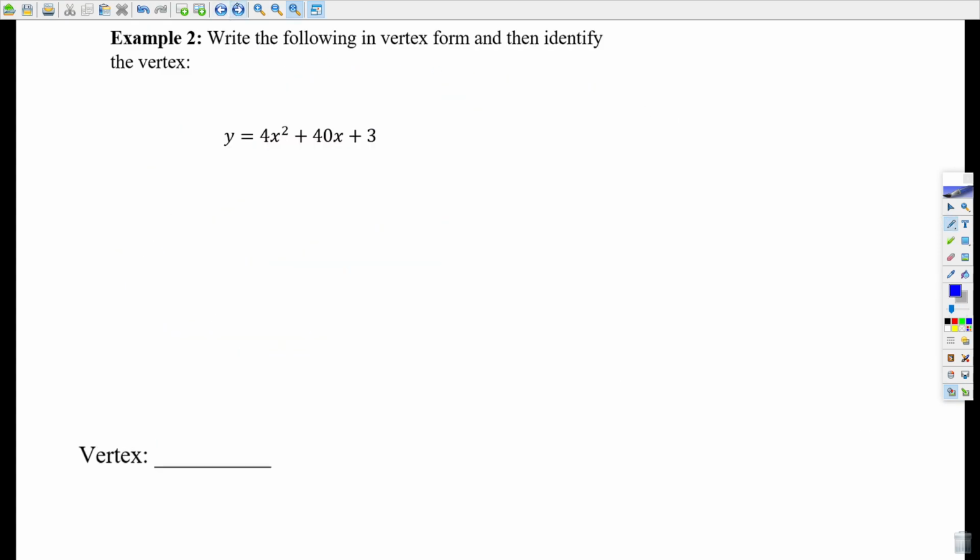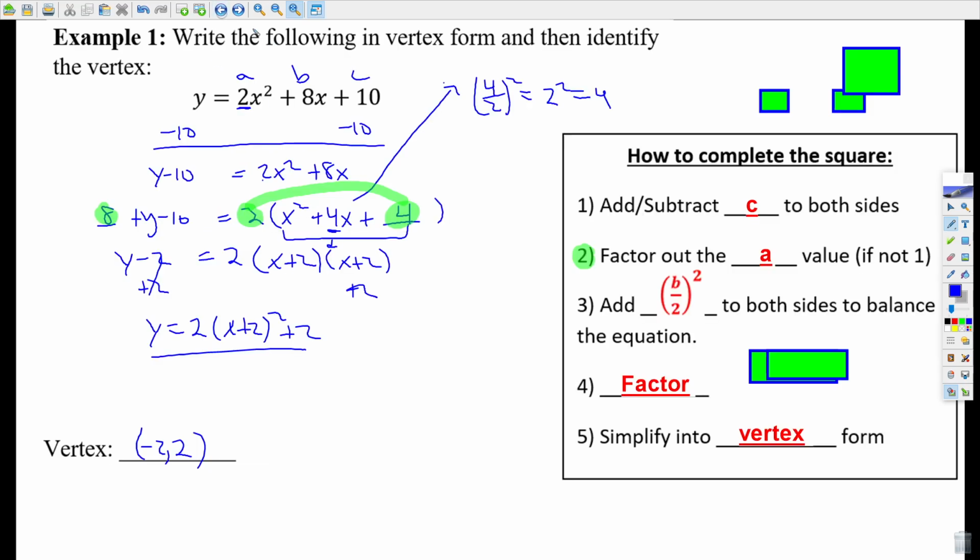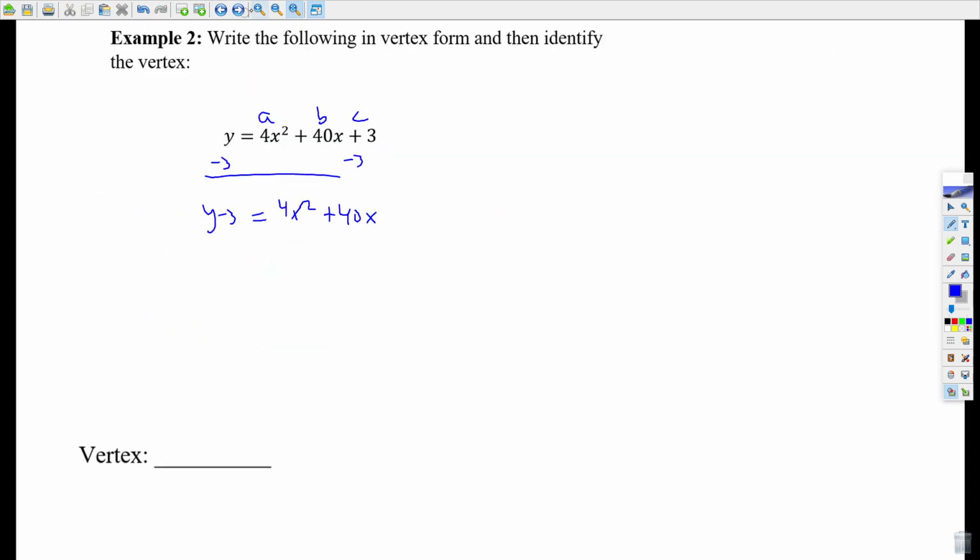So try another one. Go through the steps. We're going to label ABC. First thing we're going to do is minus 3. Y minus 3 equals 4x squared plus 40x. And we can put the blank here, but we don't have to do it now. We get to factor out the a value now. So factor out the a value if it's not 1. So I'm going to go ahead and take out a, which is 4. So y minus 3 equals 4 times x squared plus, divide them both by 4, 10x plus a blank.